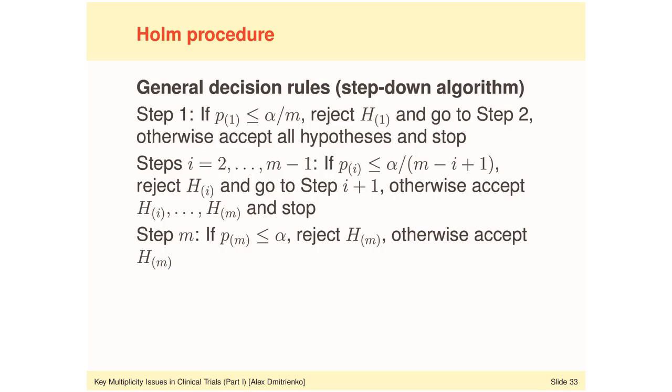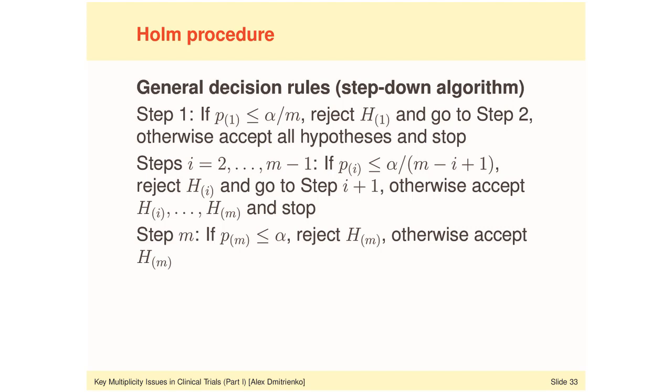Holm procedure. The Bonferroni-based closed testing procedure that we defined a few minutes ago, also known as the Holm procedure, is an example of a step-down procedure. What we see on the slide is the underlying step-down testing algorithm for an arbitrary number of hypotheses.